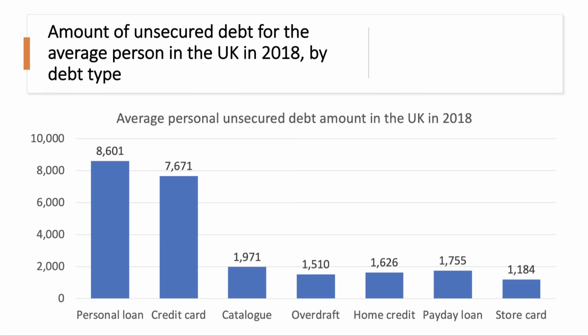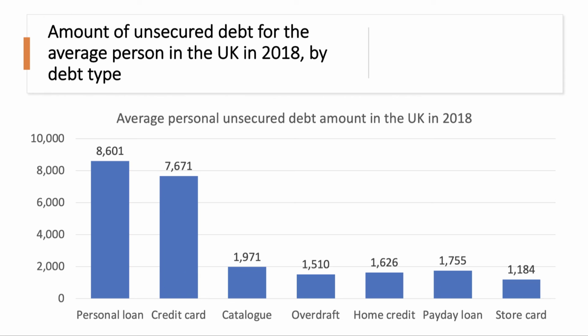Just want to finish off by looking at this chart. There's a lot of debt in the economy. It's sometimes called credit. It's not credit, it's debt. And this is just looking at the amount of unsecured debt for the average person in the UK in 2018. Secured debt will be things like a mortgage, where if you don't keep up with your repayments, you stand to lose your property. Unsecured debt is debt that's not secured on another asset.